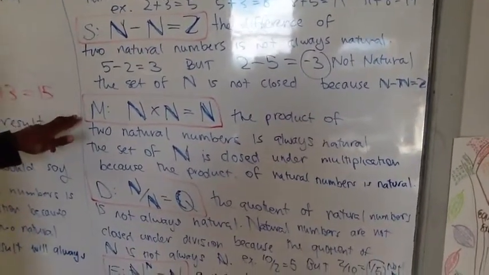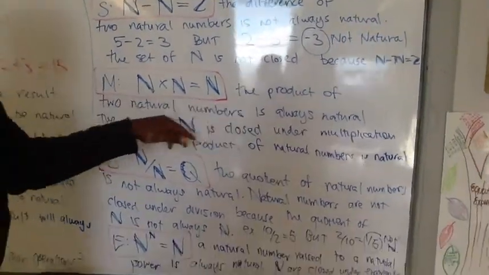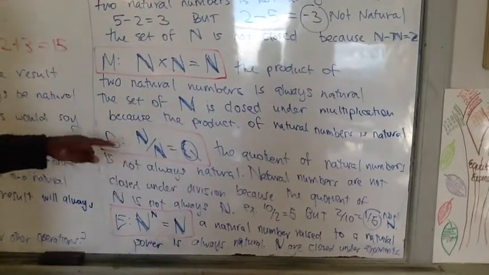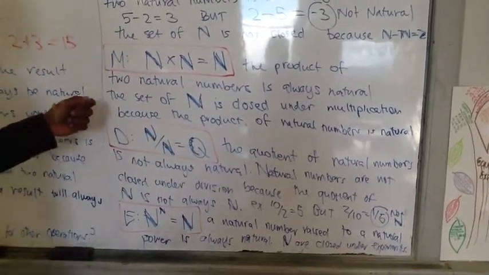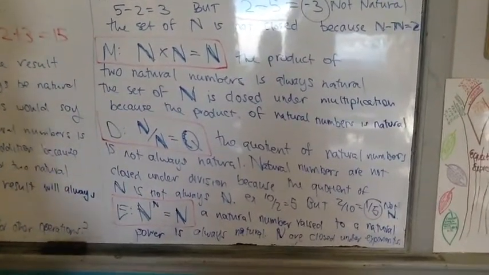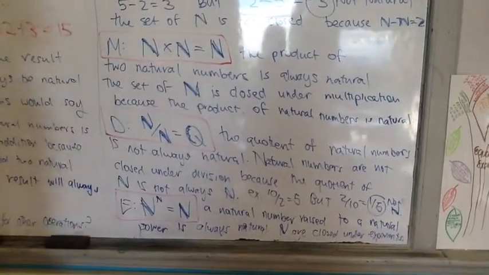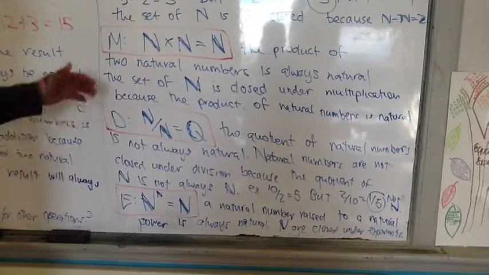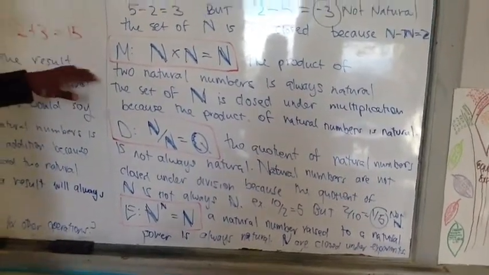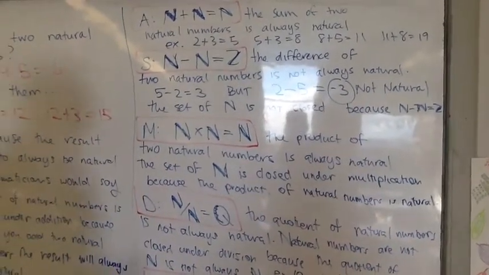Multiplication is next, and we see that N times N equals N, which means the product of two natural numbers is always natural. Okay? Now, what we can say is that natural numbers are closed under multiplication because the product of natural numbers is natural. And this is just everything that's stated here written out in words. We go through examples of each of these. So for the sets that are closed, the students have a strong sense of, okay, if I multiply two natural numbers, I'll get a natural number.